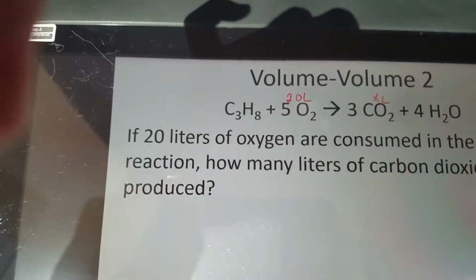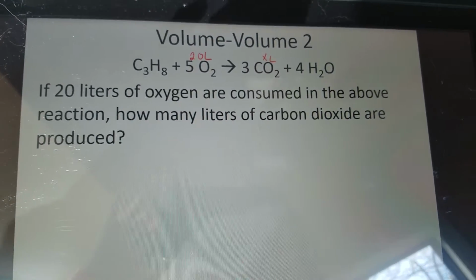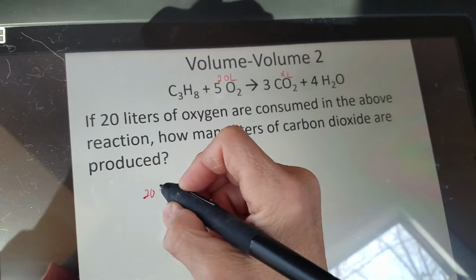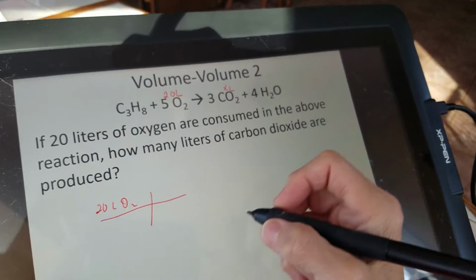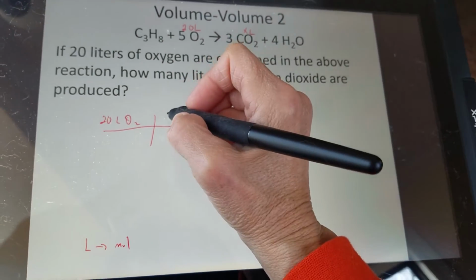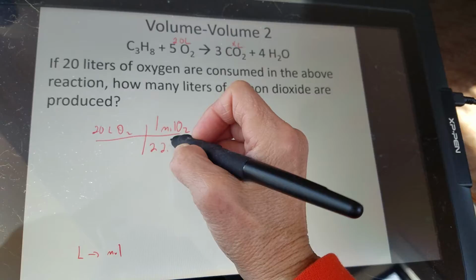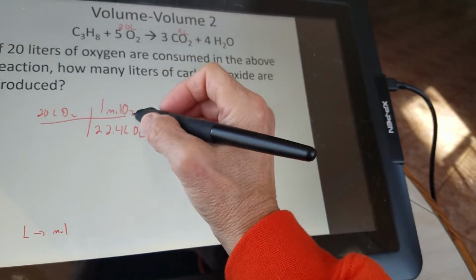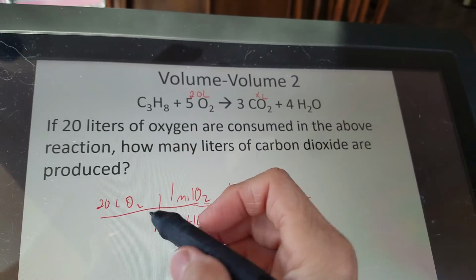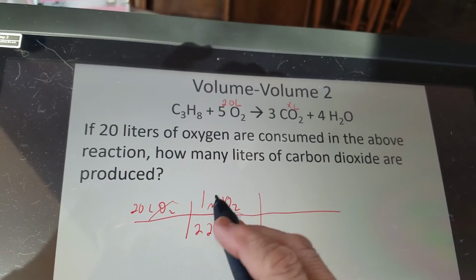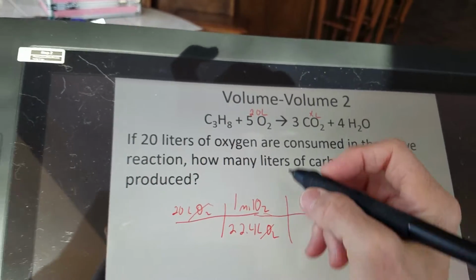So we're going to start off with our 20 liters of oxygen and convert it into moles. So again, liters to moles. We know that 1 mole of oxygen will go to 22.4 liters of oxygen if we're at standard temperature and pressure. So we're assuming that. So liters of oxygen will cancel, and I'll be in moles of oxygen. The next step is going to be my mole ratio, so I want to go moles to moles. So I have 5 moles of oxygen to 3 moles of carbon dioxide.